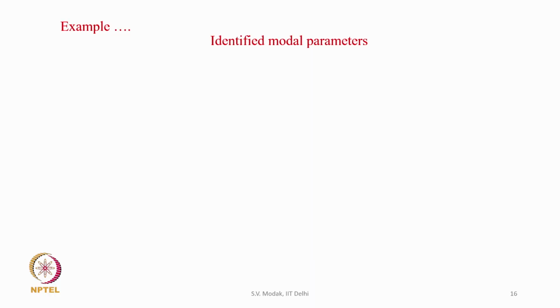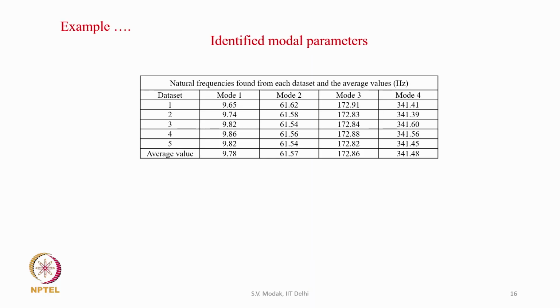So, what are the results we obtained for the cantilever structure? This table shows the results of the natural frequencies for the 4 modes which are there in the 0 to 400 hertz band. We can see we obtained natural frequencies for each data set, and at the bottom you can see the average values of the natural frequencies. This is for mode 1, mode 2, mode 3 and mode 4.